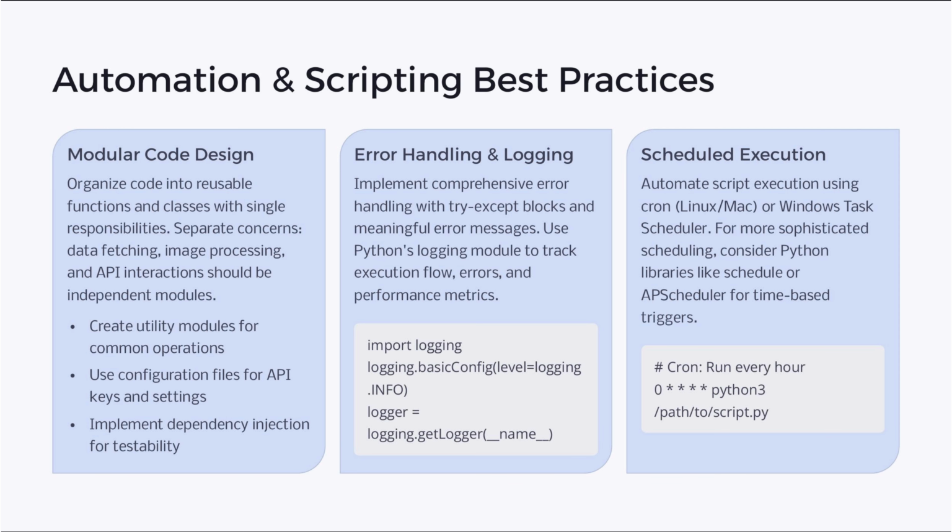Organize code into modular components with single responsibilities, ensuring data fetching, image processing, and API interactions are independent. Utilize utility modules and configuration files for API keys. Implement dependency injection for testability. Use try-except blocks for error handling and Python's logging module for tracking. Automate execution with cron or Windows Task Scheduler, or use Python libraries for advanced scheduling.